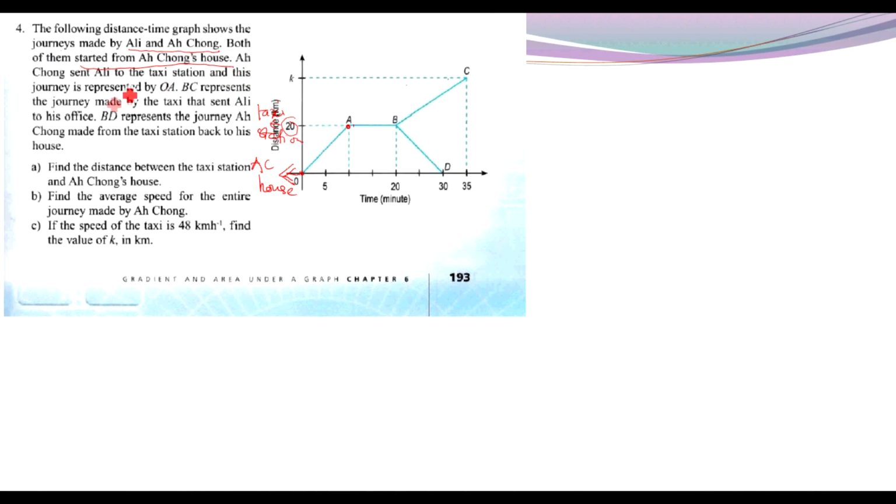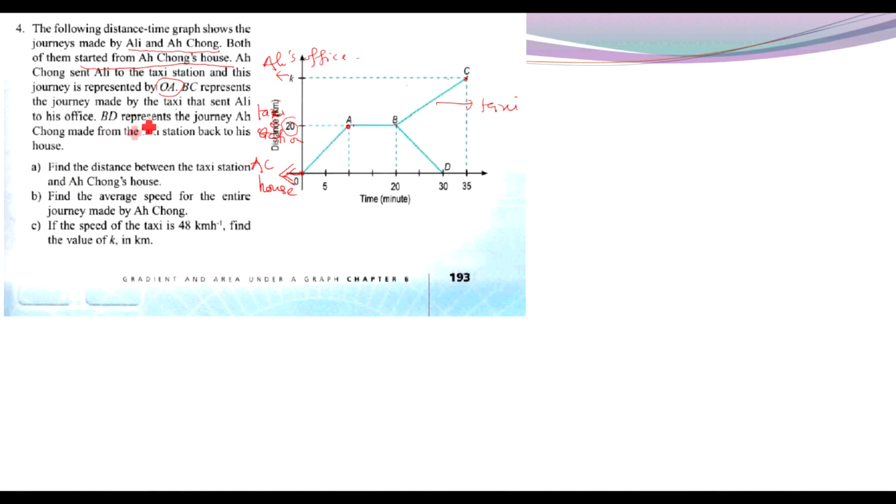And this journey is represented by OA. OA. Okay, BC. So where is BC? BC represents the journey made by taxi. This is the journey of the taxi that sent Ali to his office. From here, this is the taxi station just now. He went there until C, sent Ali to his office. That means K is actually Ali's office.